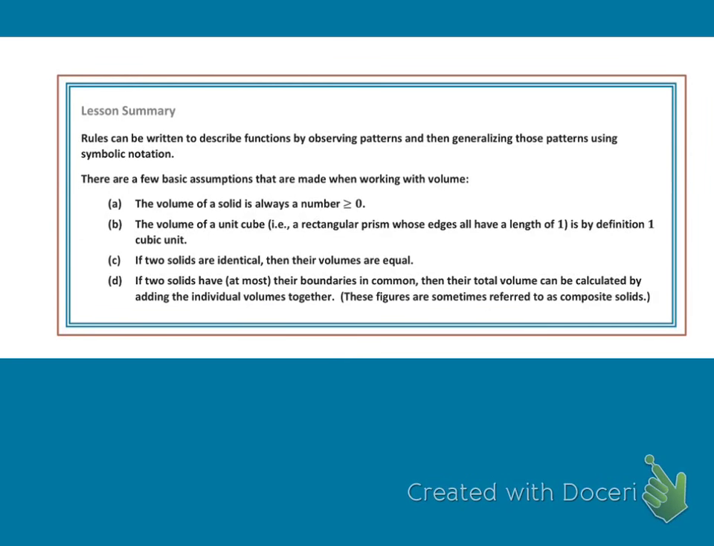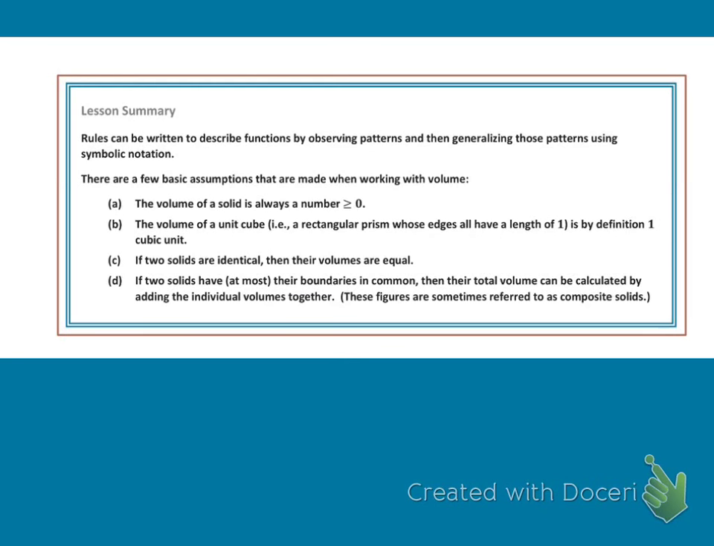Okay, so once again, we talked about these when we talked about volume, but volume always has to be greater than or equal to 0. Can't be negative, obviously. The volume of a unit cube is a rectangular prism whose edges are all a length of 1 unit. The volume of that unit cube is, by definition, 1 cubic unit. If two solids are identical, then their volumes are equal. Okay, that seems to make sense.